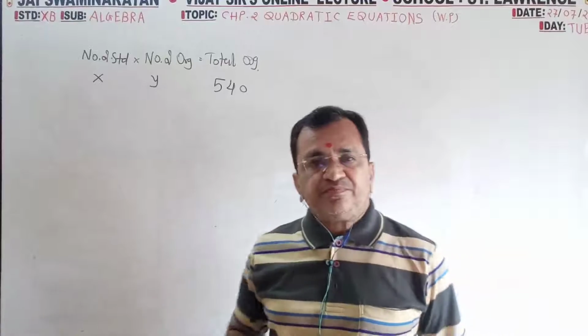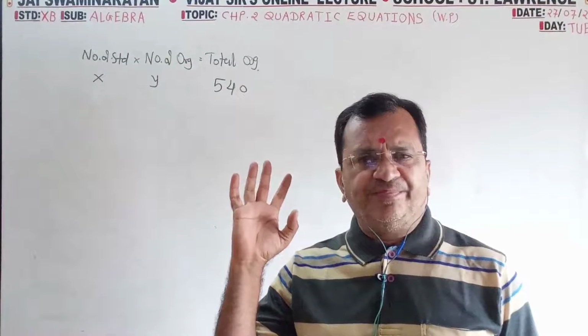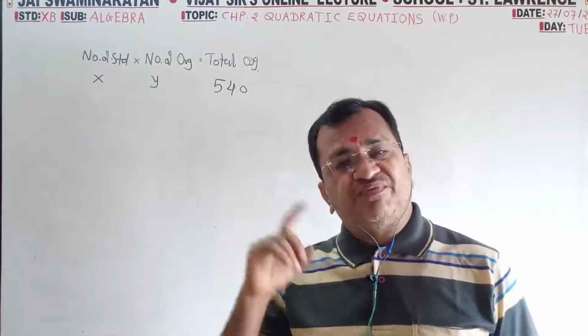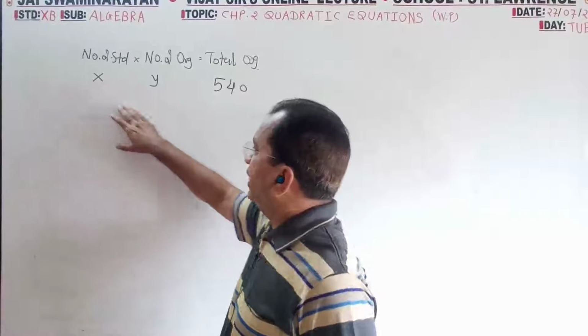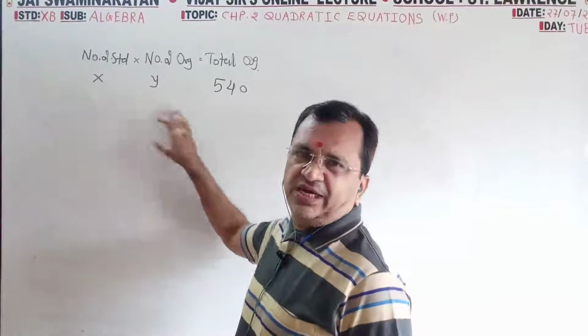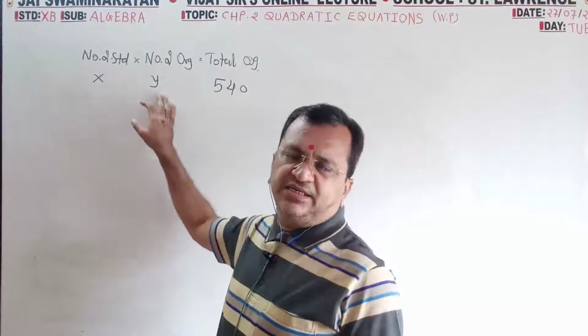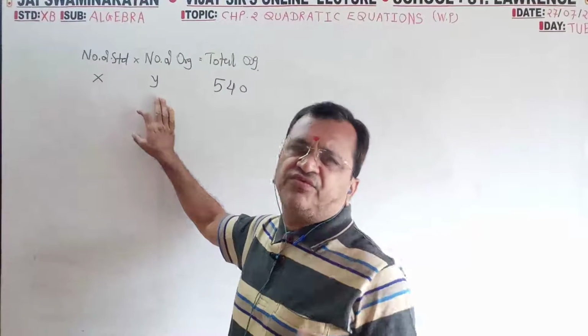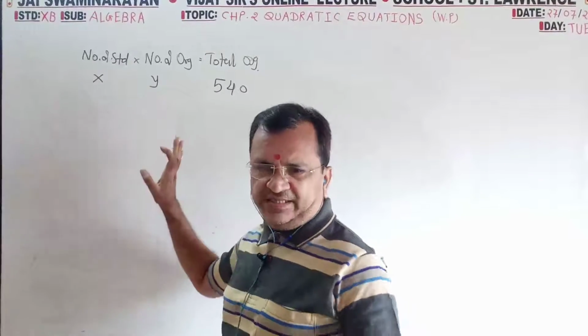Okay. Number of students x, number of oranges y per student. So the total is 540, that is given. Suppose there are 54 students and each is given 10. So 54 into 10 is equal to 540. And suppose the number of students is 10 and per student they are giving 54. So 54 into 10 is equal to 540, like that.